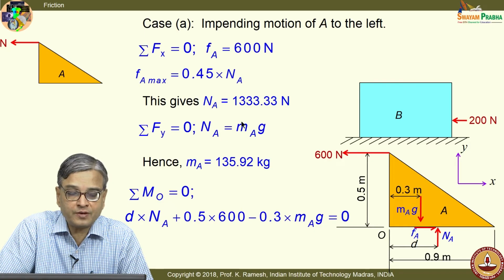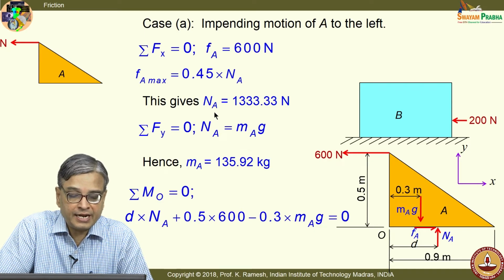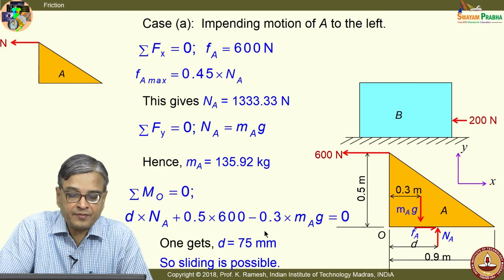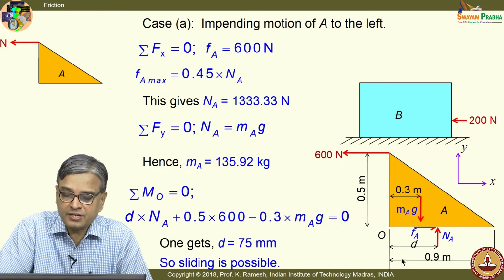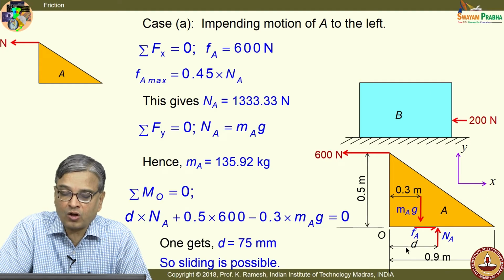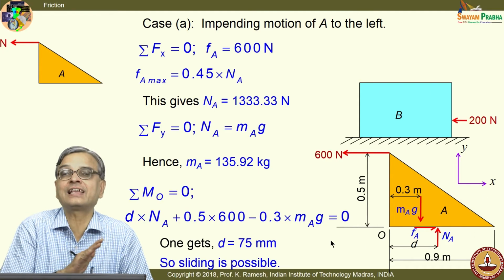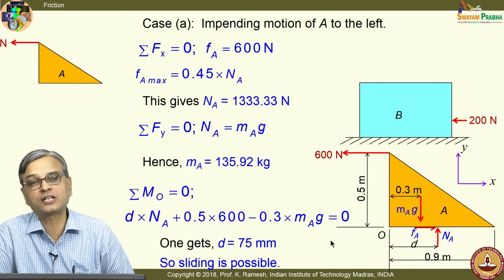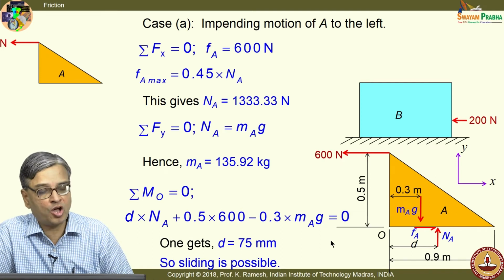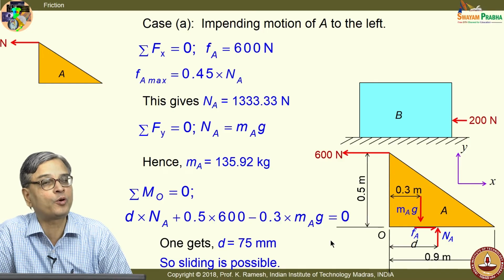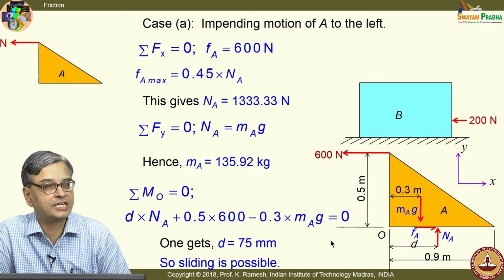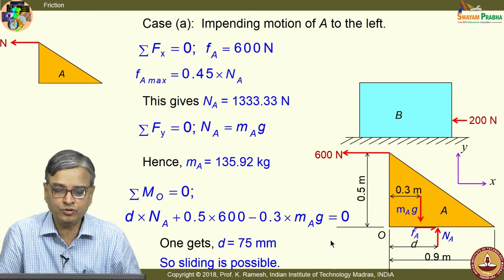So, when I substitute the values of Ma and Na in this, I get the value of D as 75 millimeter, which is within the block. So, sliding is possible. The block is not going to tip if the block is of weight 135.92 kilograms. It is not going to tip, it is going to only slide.